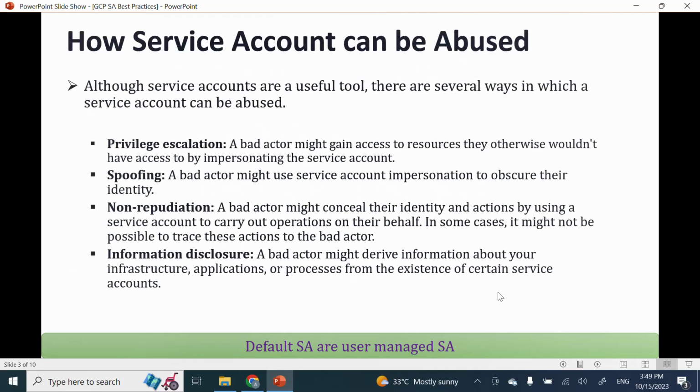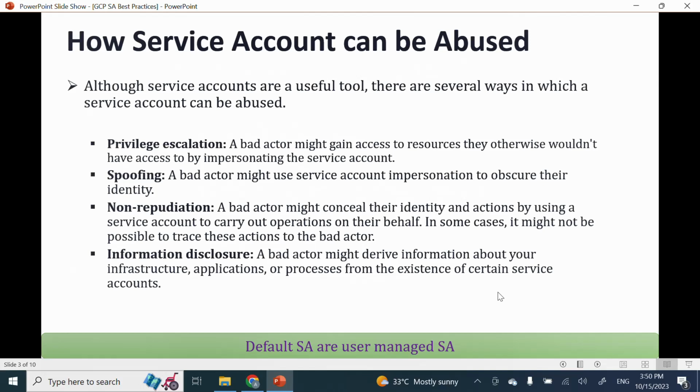How can a service account be abused? This is a big potential risk where service account keys can go into wrong hands and we need to take care of them. Although service accounts are a useful tool, there are several ways in which they can be abused. One, privilege escalation. A bad actor might gain access to resources they otherwise would not have access to by impersonating the service account.